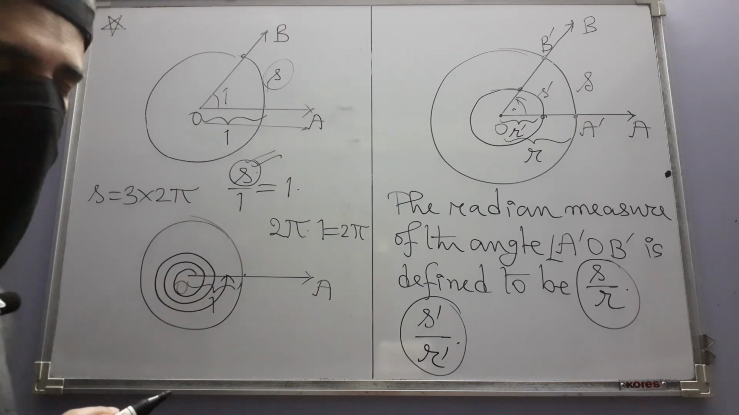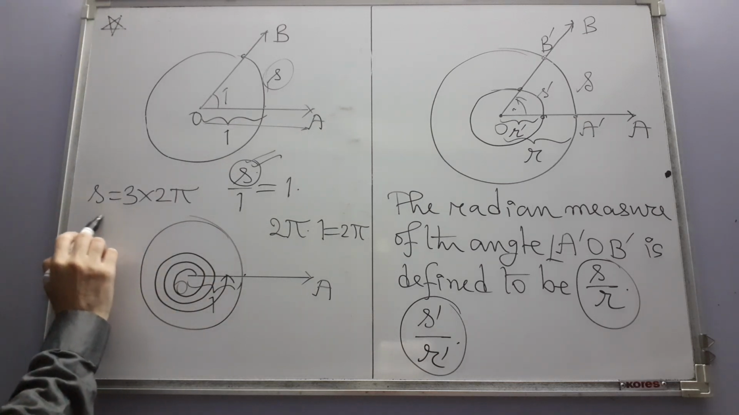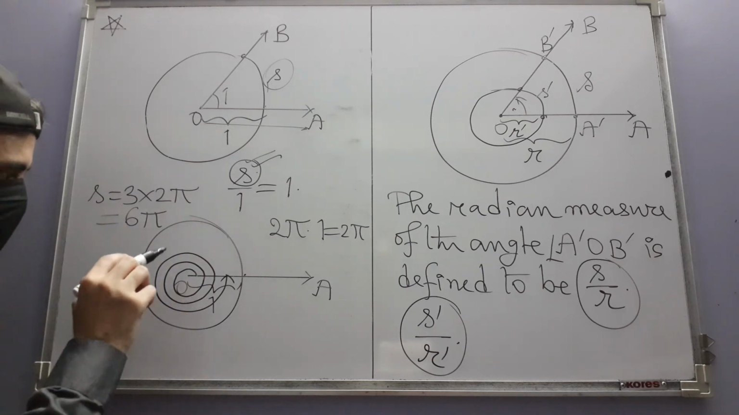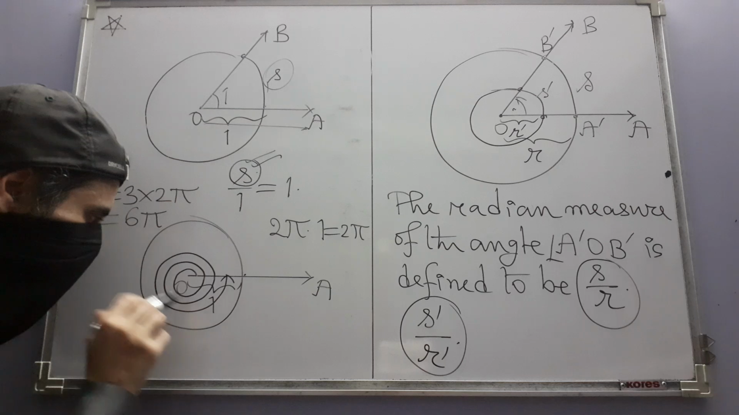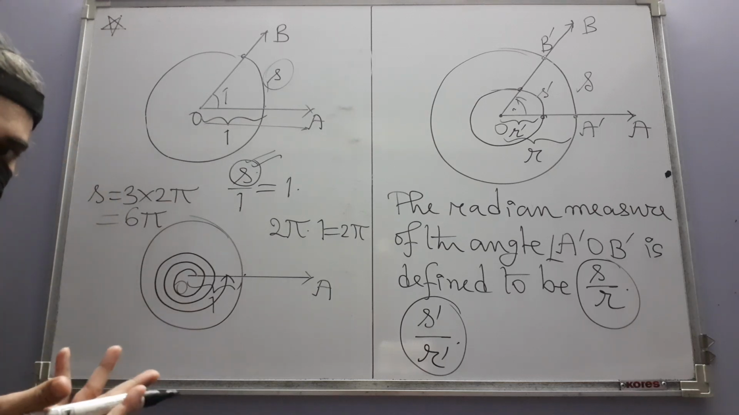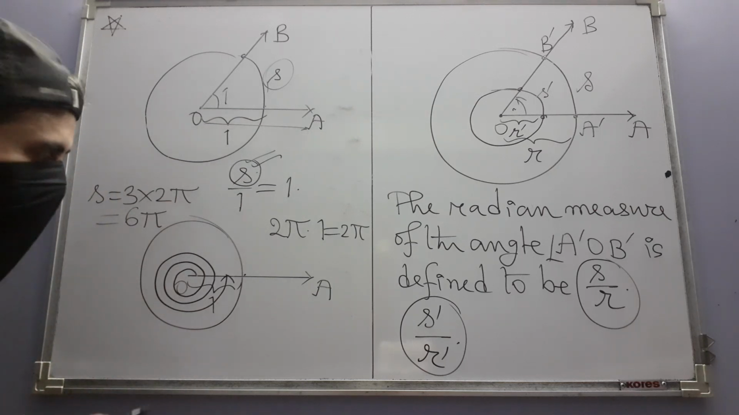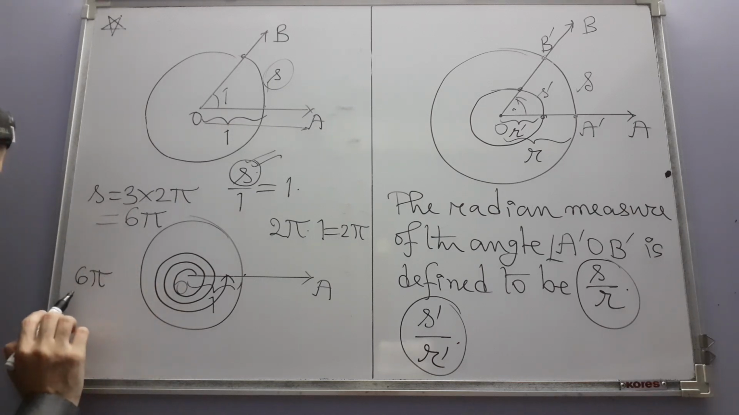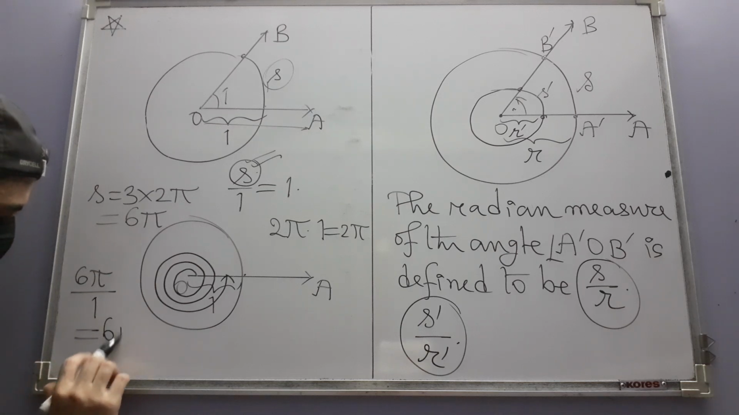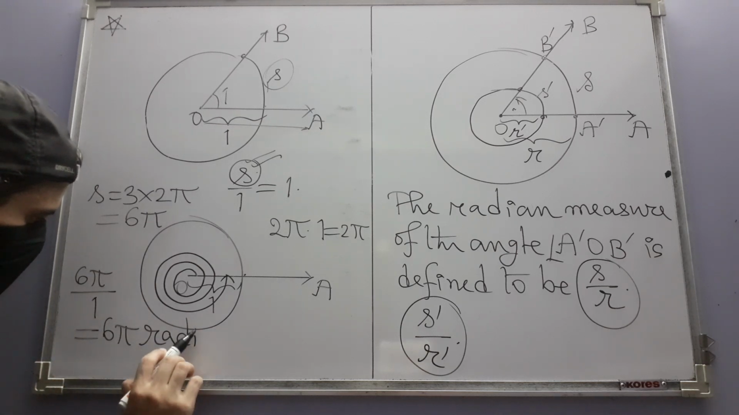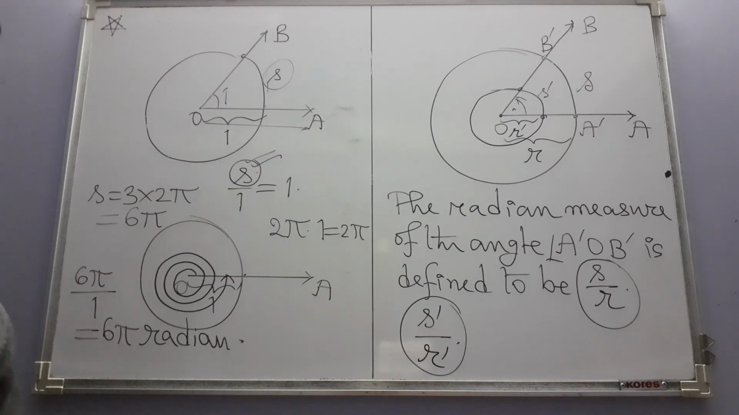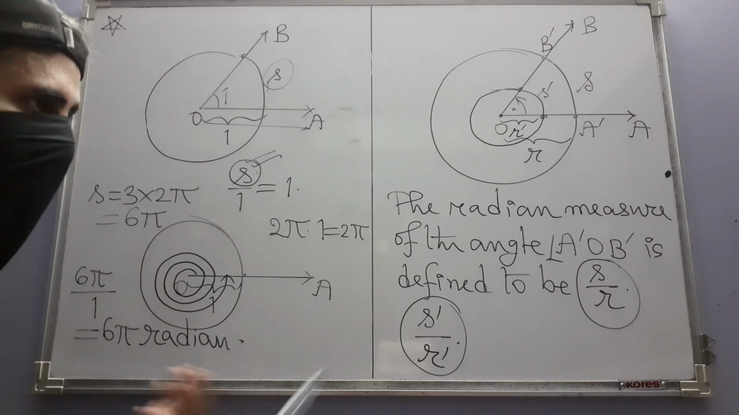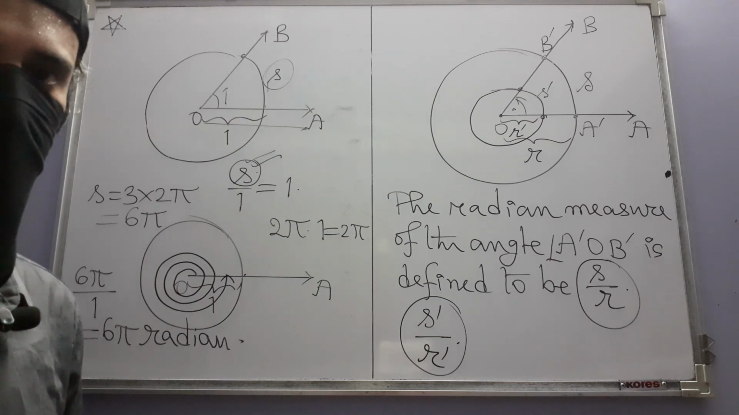Total distance traveled. That is why in this case it is 6 pi and the radius is 1. So the radian measure of this rotation, or this angle, because sometimes instead of saying rotation we say angle, is 6 pi divided by 1, or 6 pi radian. Had this happened in the clockwise direction, we would get minus 6 pi radian. That's it.